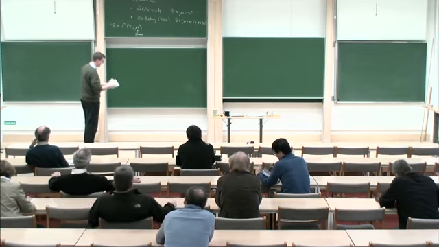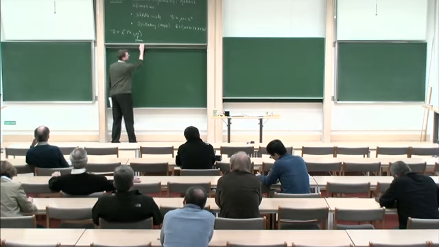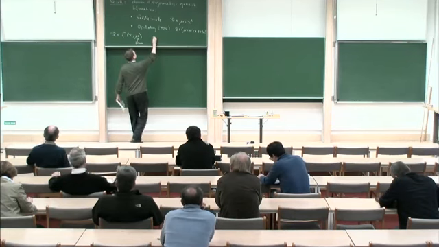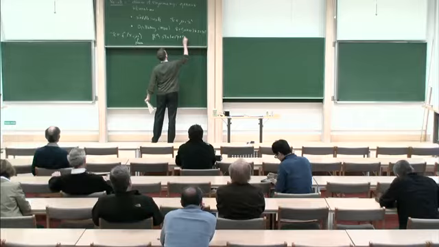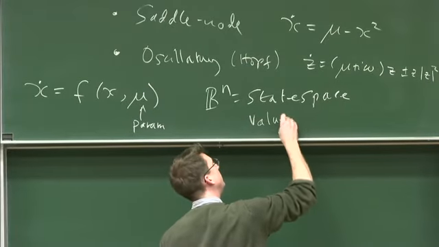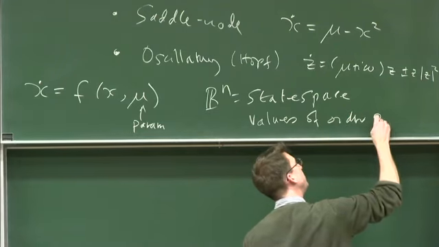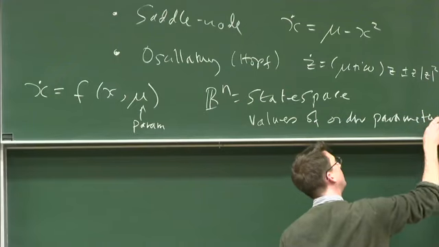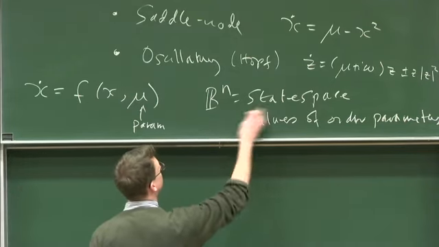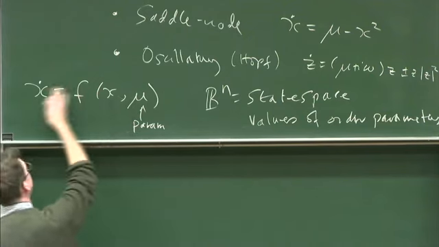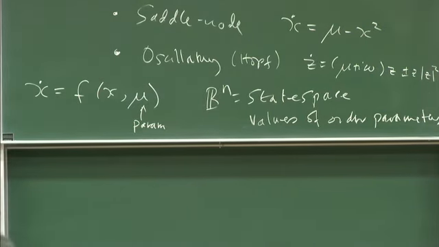Okay, it's a dynamical system, so it's a state space and an evolution law. My state space is going to be R^n, which is going to be a collection of values of order parameters. Maybe I should say that at the beginning. We don't need to know what the order parameters represent in a non-technical sense. A dynamical system is a state space and an evolution law, and my evolution law is given by the flow of this vector field.